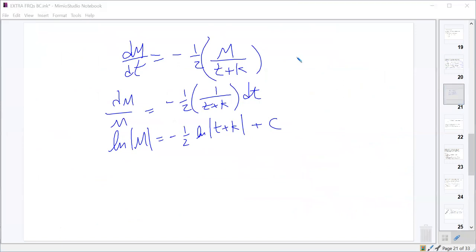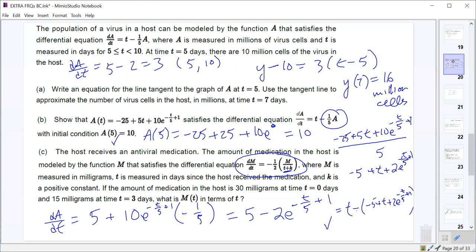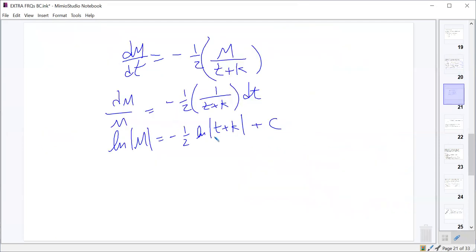Okay, cool. So first thing that we'll do is we will plug in one of our initial conditions. Our first initial condition is at t equals 0, we have 30 milligrams. So at t equals 0, there's 30 milligrams. So the natural log of 30 equals -1/2 natural log of k plus our c.